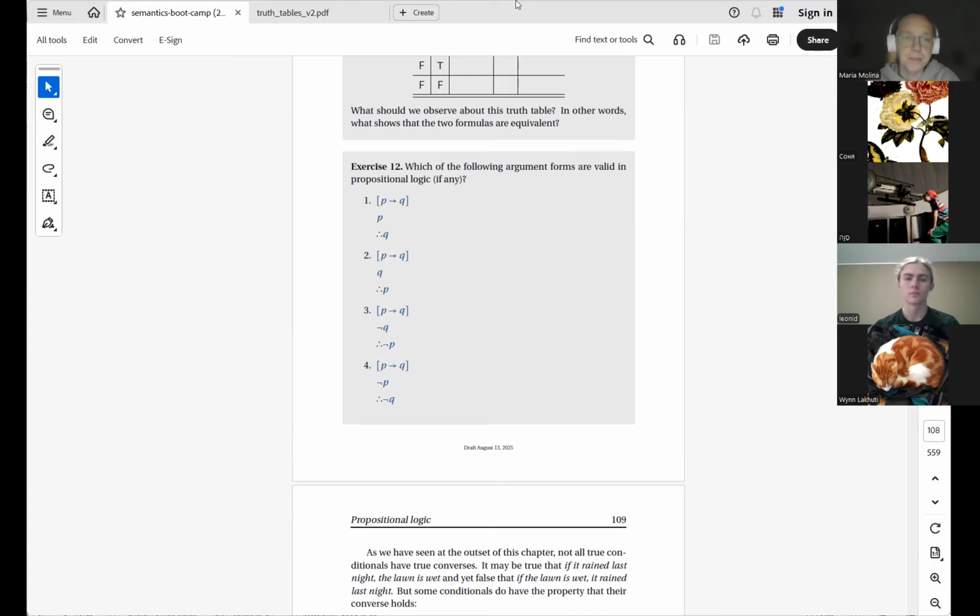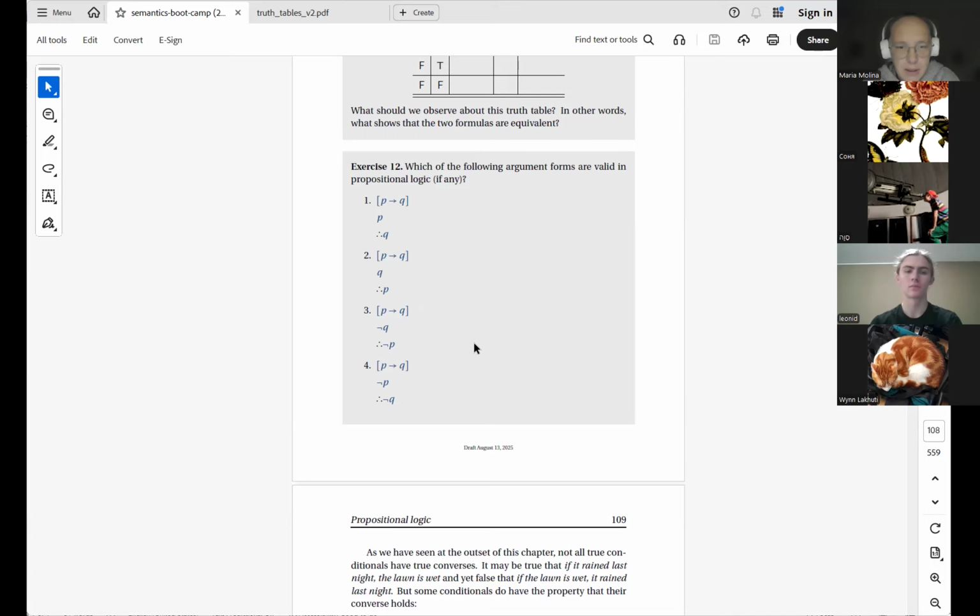And negation of P is true, then negation of Q is true, then negation of P is true. Okay? Right. Number 4, P to Q.